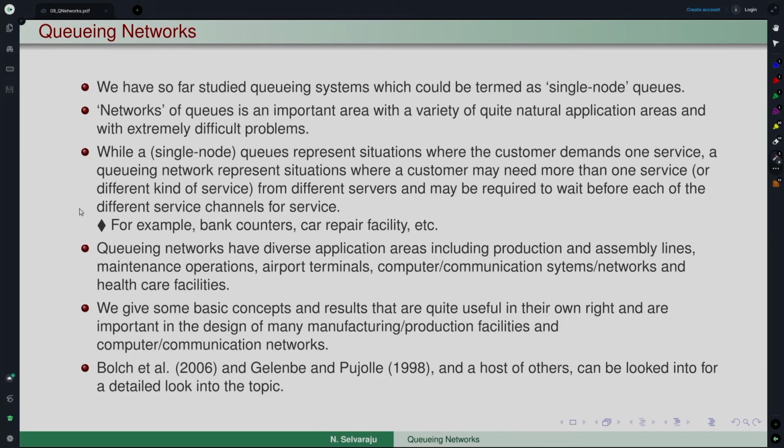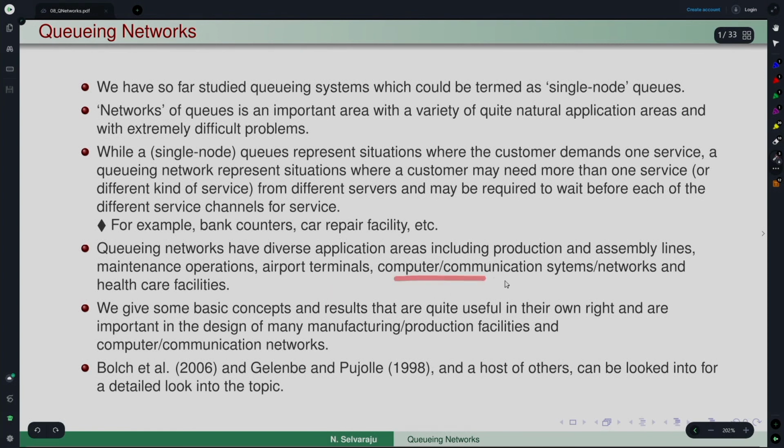So when you are studying them together, obviously the problems will become more complex, and that is what we are going to encounter. But it has diverse applications, and it occurs quite naturally in different situations, like assembly lines where products are assembled part by part in each stage, right. Maintenance operations, again the car repair facility, we thought of maintenance also in a similar way.